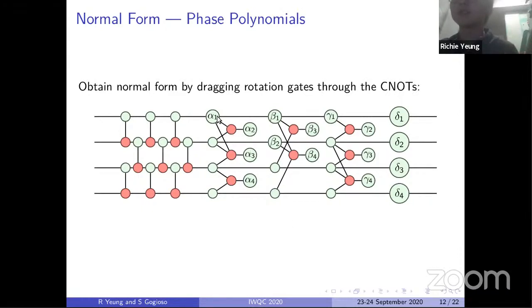As you can notice, there's a lot of redundant parameters here. You see the alpha, beta, and gamma 1 circuits fused with the delta 1, so that you only need one of them. And there are other redundancies as well as you drag them across.